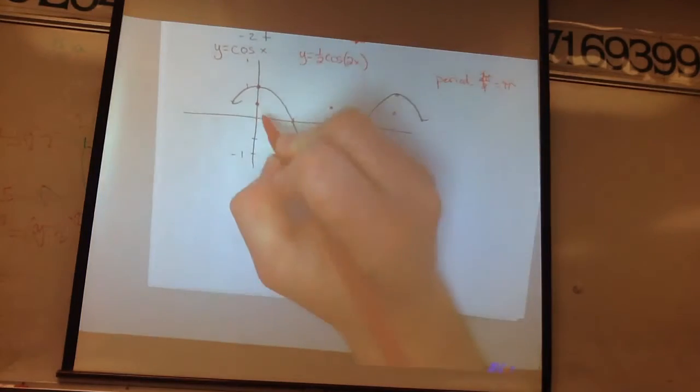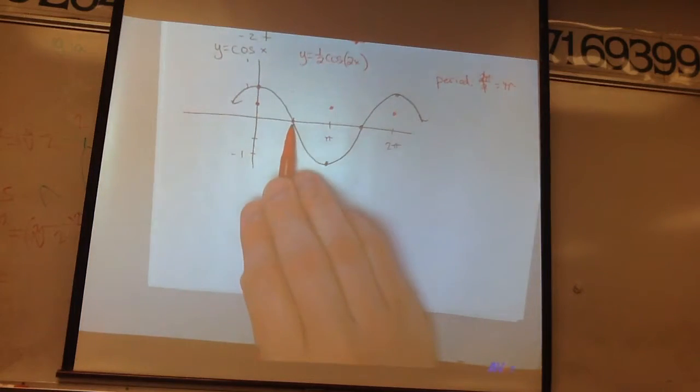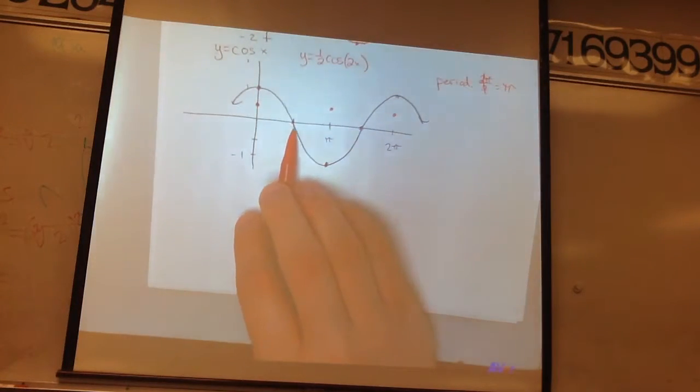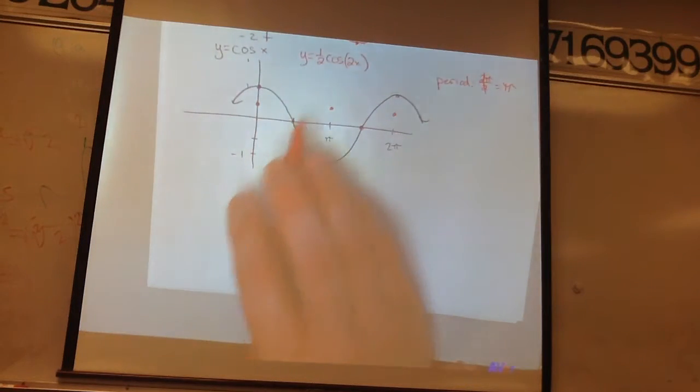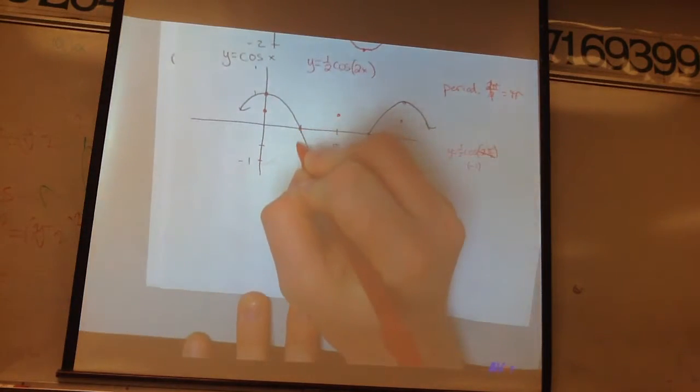Okay, so now we got those. What else is easy? Should we plug in pi over 2? If you plug in pi over 2 for x, you get cosine of 2 times pi over 2, which is cosine of pi, which is -1. Times a half, so negative a half. So here it'll be negative a half.